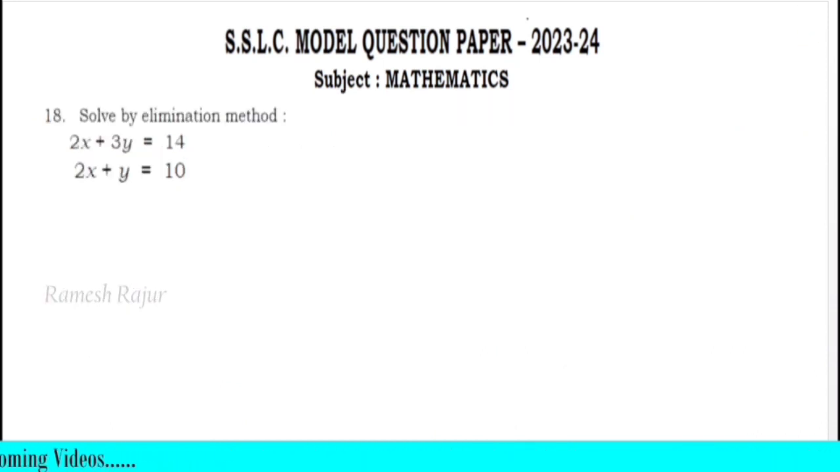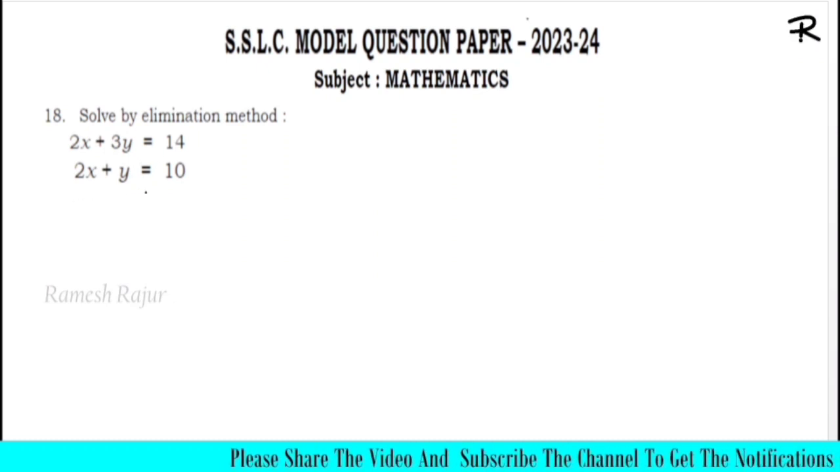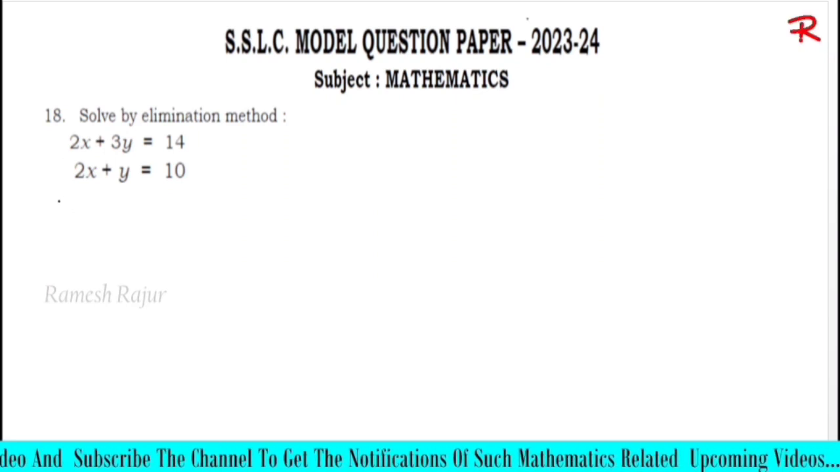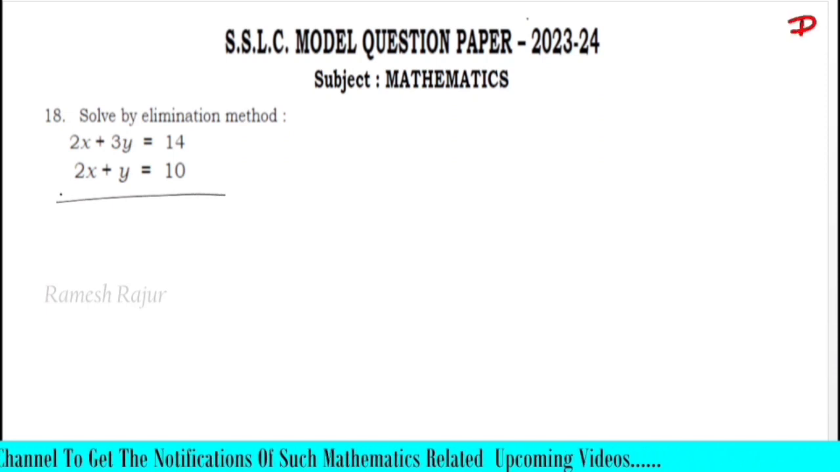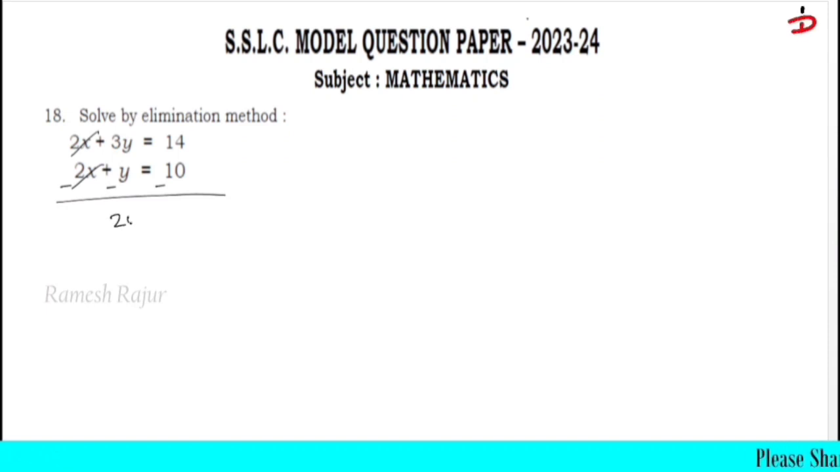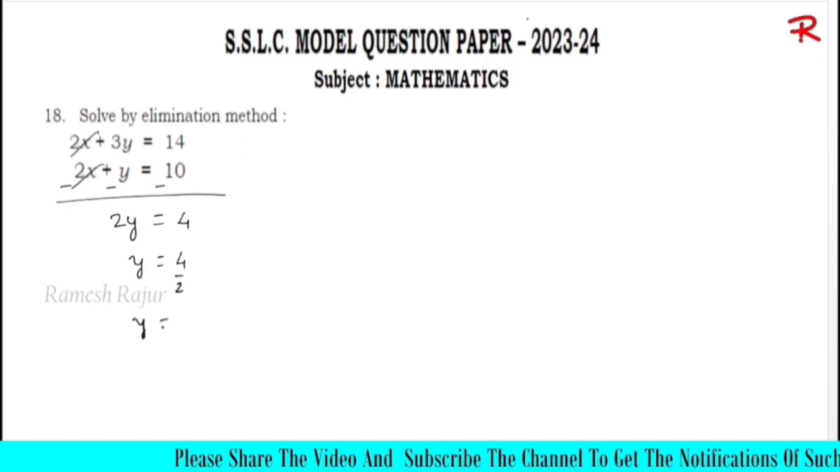Moving to the next question: solve by the elimination method. Here we have two equations: 2x plus 3y is equal to 14, and the second equation is 2x plus y is equal to 10. Comparing the coefficients of x, we have 2 as the same number, so subtracting the second equation from the first equation, plus 2x and minus 2x get cancelled. We are left with 2y is equal to 14 minus 10, which is 4. That is y is equal to 4 by 2, which implies y is equal to 2.